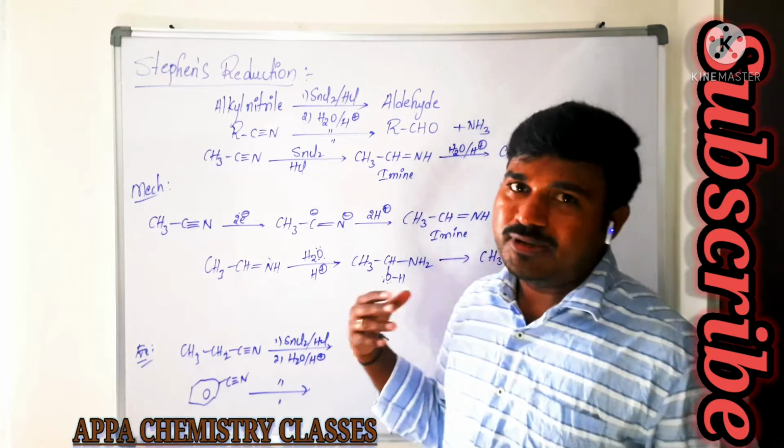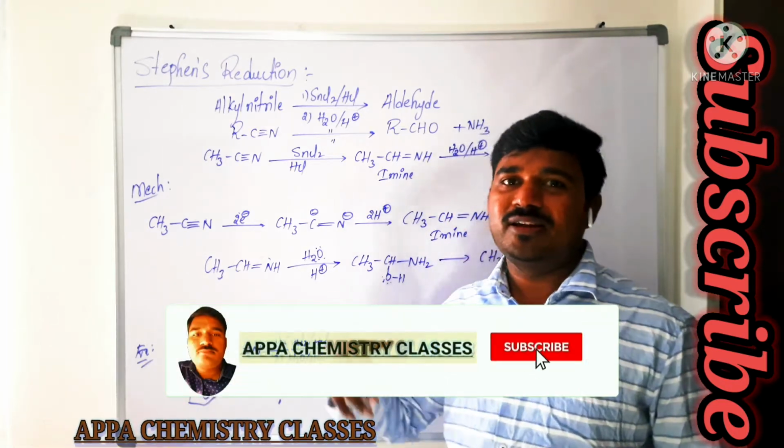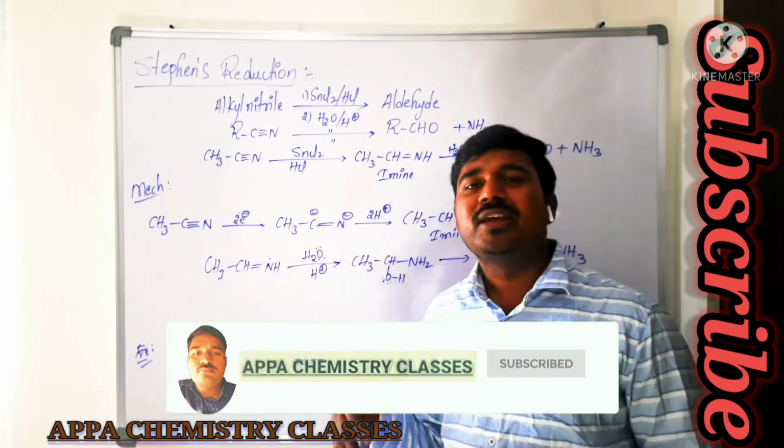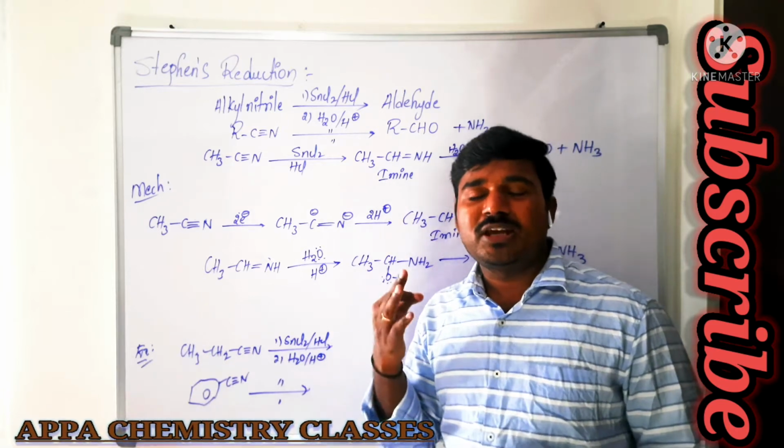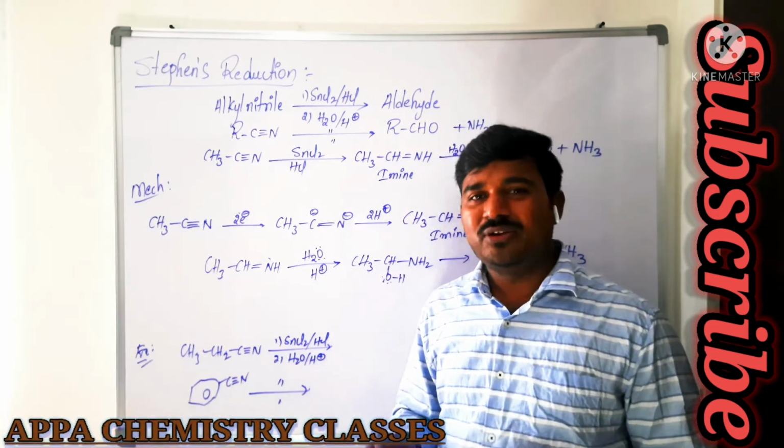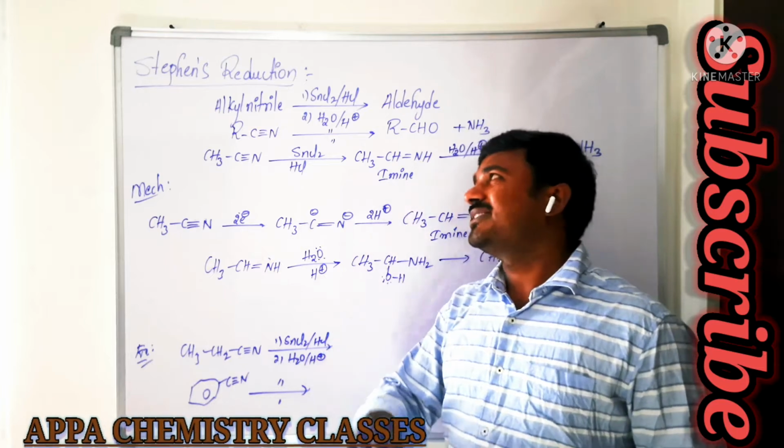One more is there, diisobutyl aluminium hydride. That also I will include in this video. So by using these three reagents, we can get only aldehydes. Okay? So don't waste the time. Let's get into the video.